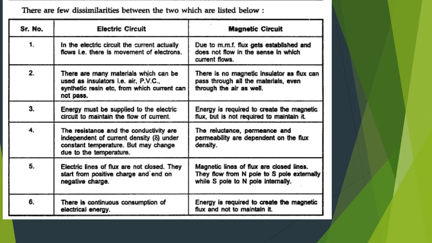Or we say the electricity passes from higher potential to the lower potential, and the lines of flux in an electric circuit, because every current carrying conductor is surrounded by a magnetic field, and if there is a magnetic field, it directly means there are lines of force. But in case of an electric circuit, we call them electric lines of force, which are not closed ones. But in a magnetic circuit, magnetic lines of flux are closed lines. Remember that they are closed lines.